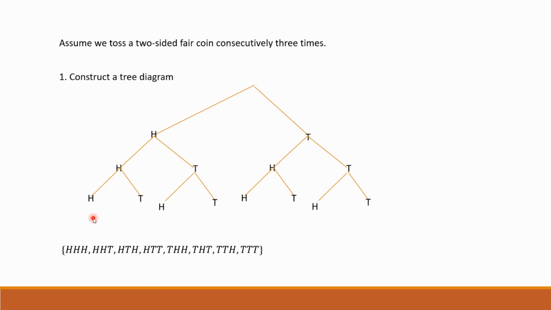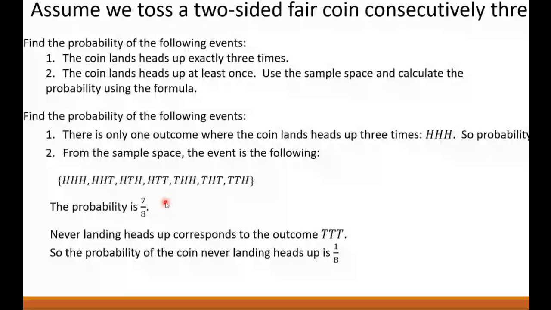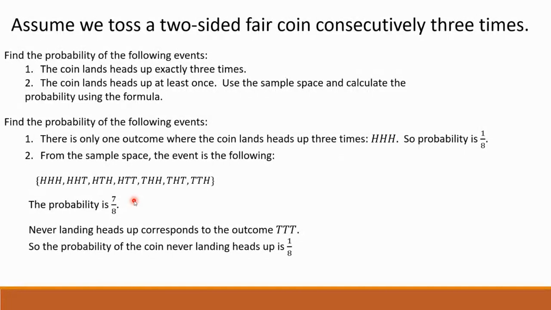Okay. So what I figured we'd do is this. We have the sample space, so we can really verify our results. I want to find the probability that the coin lands heads up exactly 3 times, and the probability that the coin will land heads up at least once.